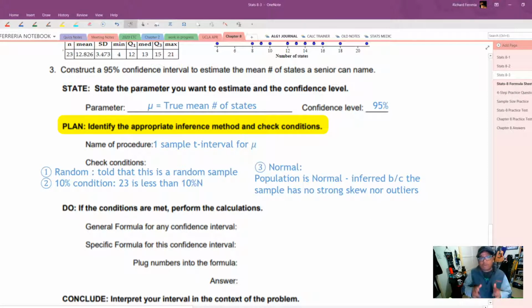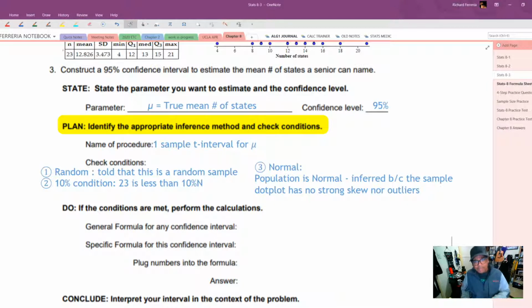So what we would write: population is normal, and we would say this is inferred because the sample has no strong skew nor outliers. We happen to use a dot plot, so we're going to say that the sample dot plot has no strong skew or outliers. But you're free to use a histogram if you need to. Any of those would work. What also works would be a normal probability plot. If you remember, if the normal probability plot was linear, then that's indicative of a sample that is normal.